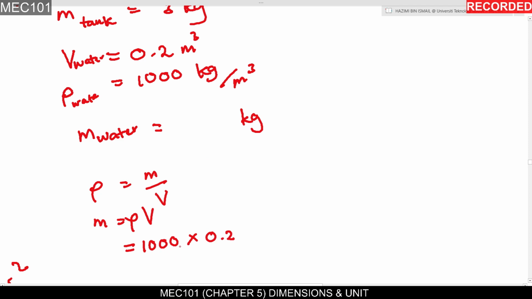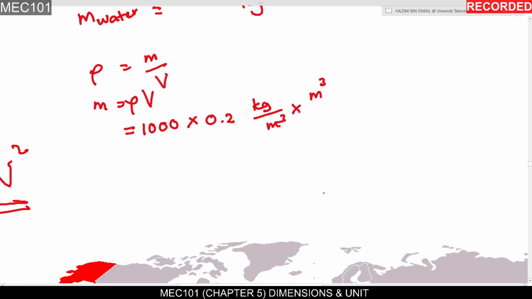Okay, still I don't put the unit, and then I must put the unit at the end of this term. Okay, 1000 is the kilogram per meter cube, right? This is the density. The unit here is given, and 0.2, the unit is meter cube. Okay, so let's solve it. 1000 times 0.2, you will get 200, right? 200.